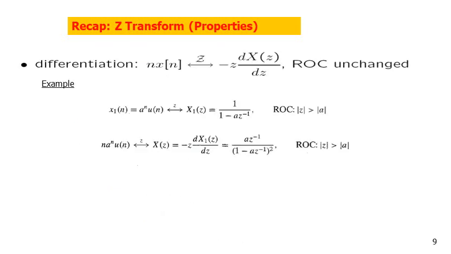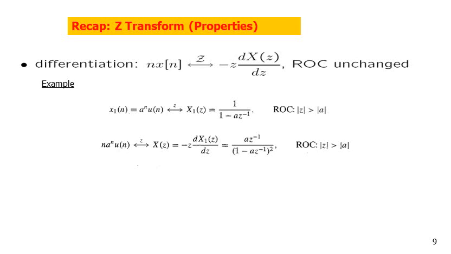The next property we are discussing is the differentiation property, which says that if we are multiplying the signal in the time domain x of n by n, which is a variable, not a constant, then in the z domain the z transform would be differentiated and multiplied by minus z, and the ROC would remain unchanged.